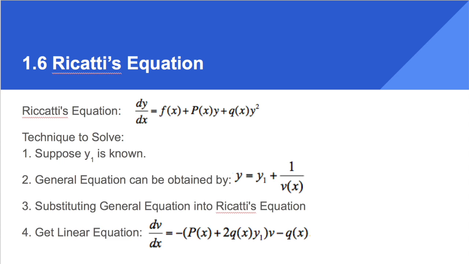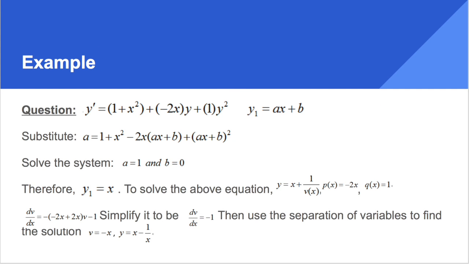Third, you substitute the above equation into Riccati's equation. Then, you can get a linear equation, which is dv/dx equals negative (p of x plus 2 q of x y1) times v, negative q of x. Now, let's see the example of Riccati.